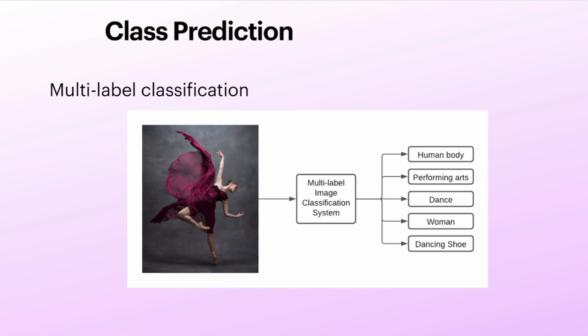But what is multi-label classification? If you check this, this is a single image, and this same image has multiple labels. We can say that it is a person, she is a woman, she is an artist, it is a human body, she is a dancer, right? So there are so many labels. You can see the examples here. From a single image, you can predict so many things. So this is multi-label prediction.